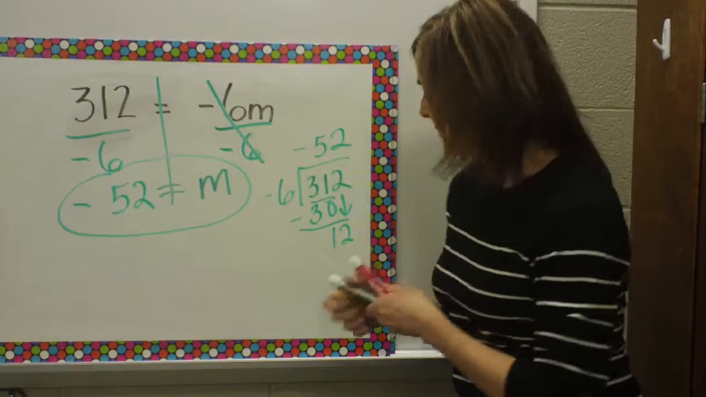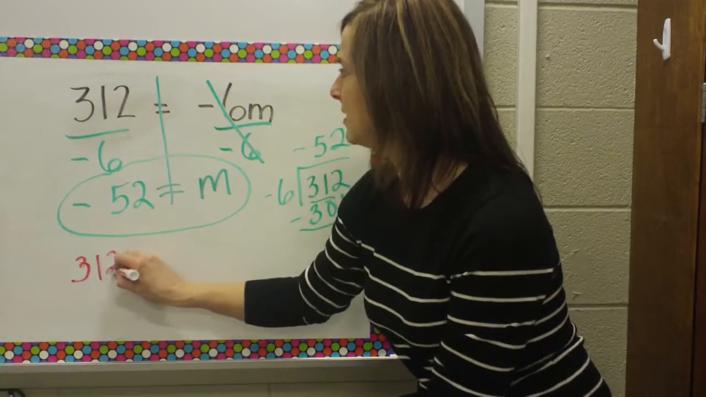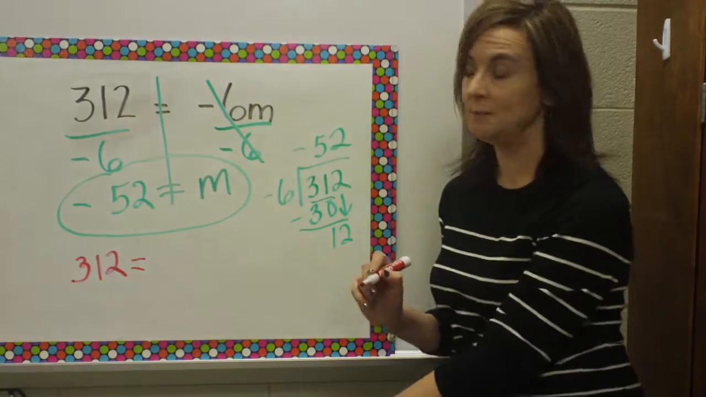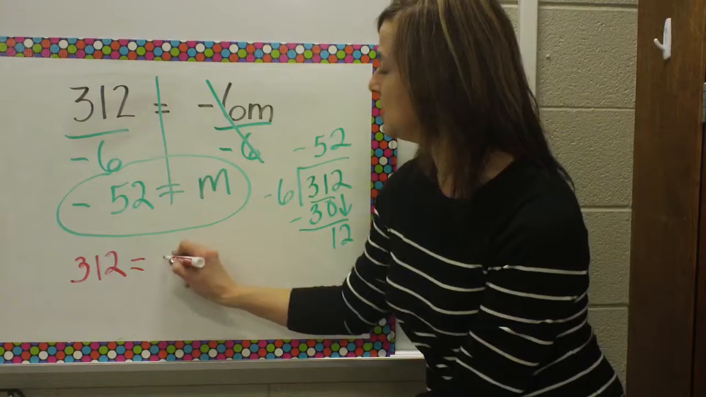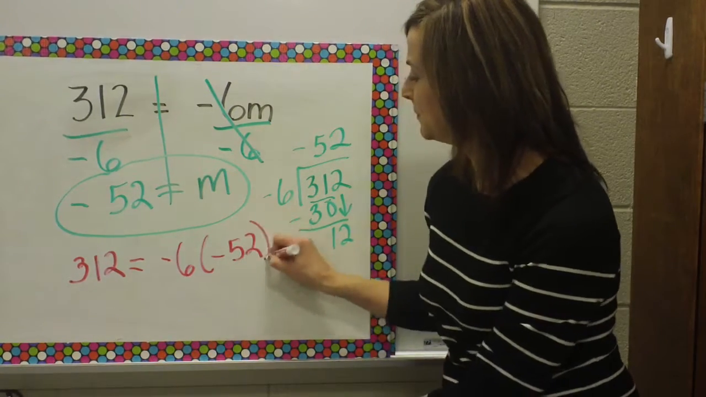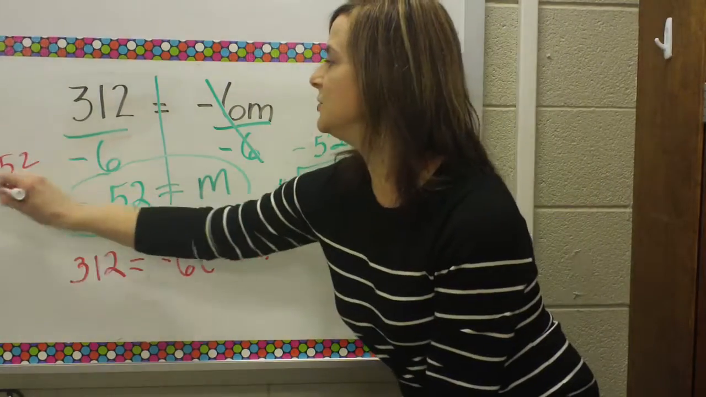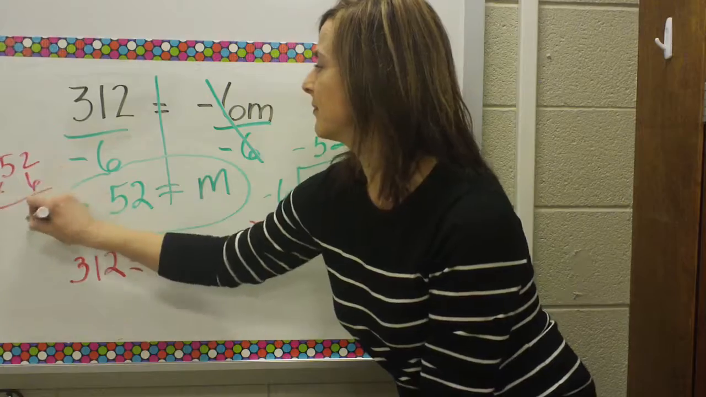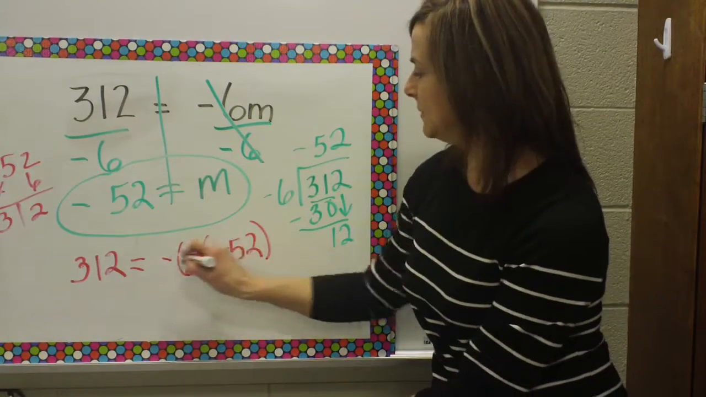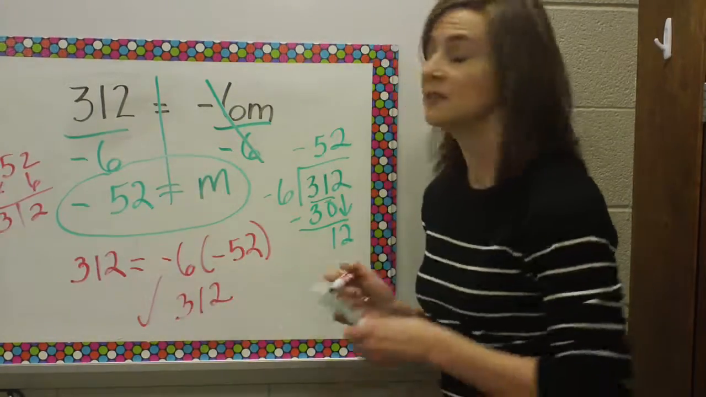Remember, the way to be sure is the checking. And I know you want to skip this part because it feels like extra work, but I promise you it will save you in the long run. So 312 should equal negative 6 times negative 52. I'm going to work that out and make sure. So I'm going to go over here, 52 times 6, and look at that. I get 312. Since it's same signs, they're both negative, it's going to give me a positive 312. So that checks out.